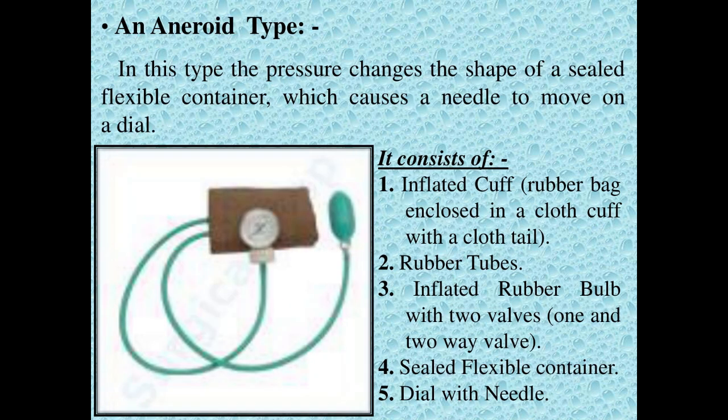An aneroid type. In this type, the pressure changes the shape of a sealed flexible container, which causes a needle to move on a dial. It consists of 1. Inflated cuff, rubber bag enclosed in a cloth cuff with a cloth tail. 2. Rubber tubes. 3. Inflated rubber bulb with 2 valves, 1 and 2-way valve. 4. Sealed flexible container. 5. Dial with needle as shown in this photo.